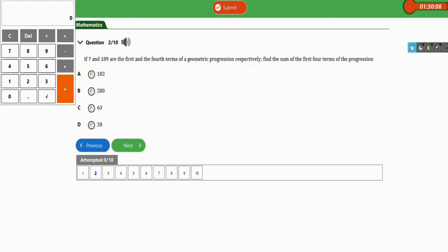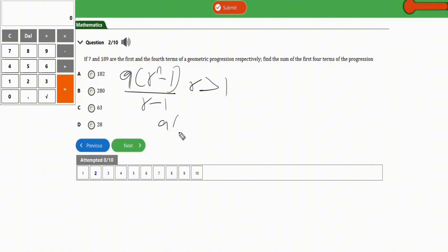Now for geometric progression, there are two basic formulas you can use to find the sum. These are the two formulas. We have a (r^n minus 1) all over r minus 1. You use this formula when the common ratio r is greater than 1, whereas you use the formula a (1 minus r^n) over 1 minus r when the common ratio r is less than 1. In this question we don't have the common ratio, so let's begin by getting the common ratio.